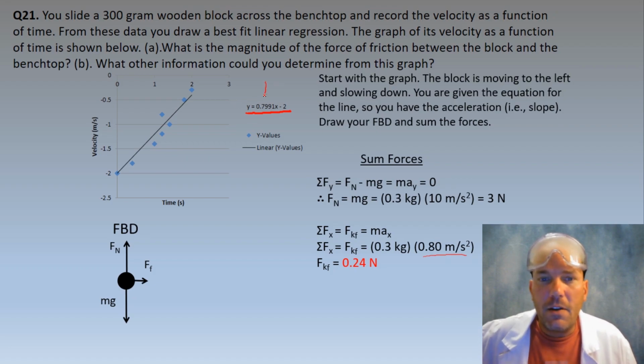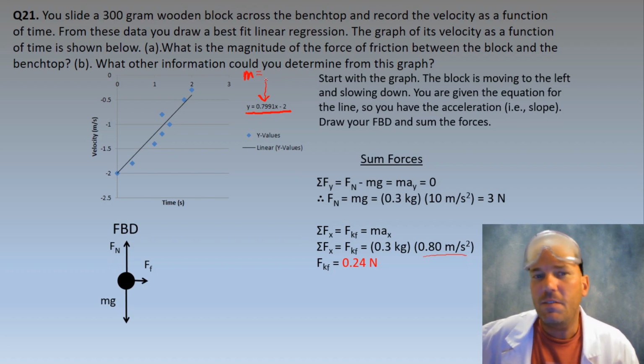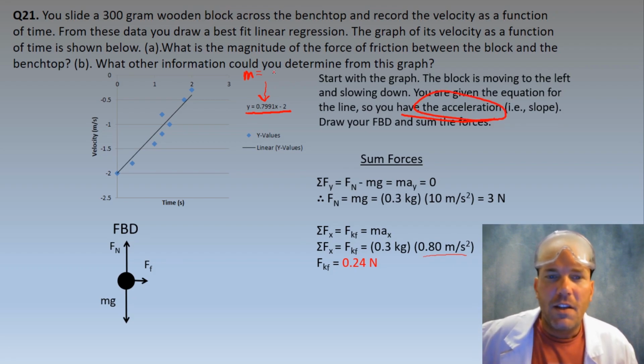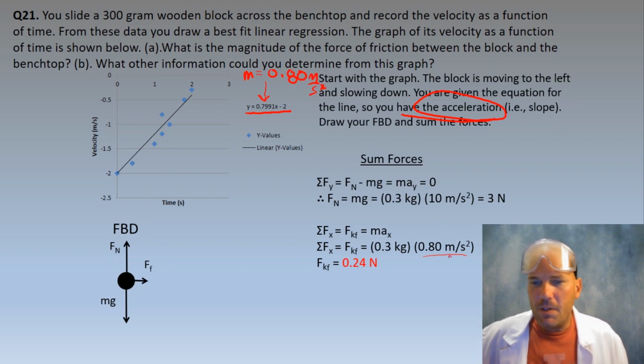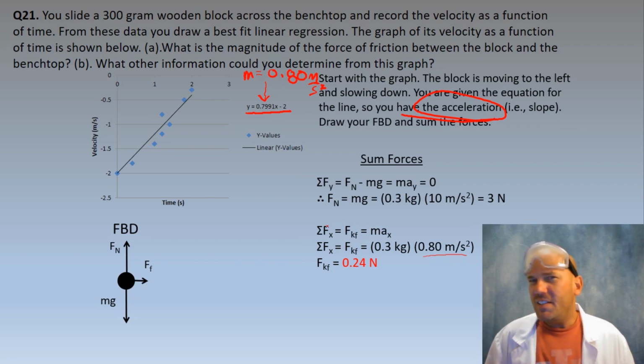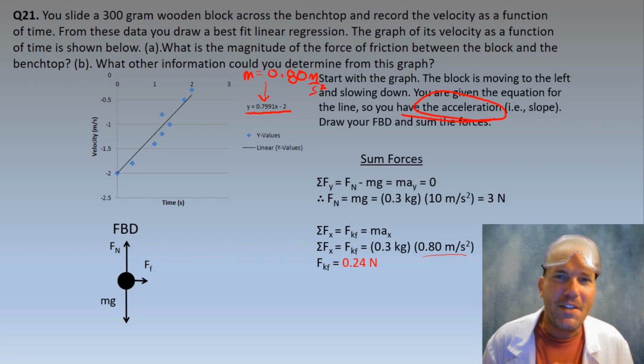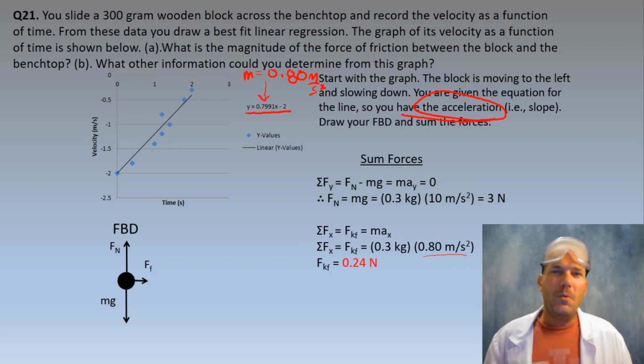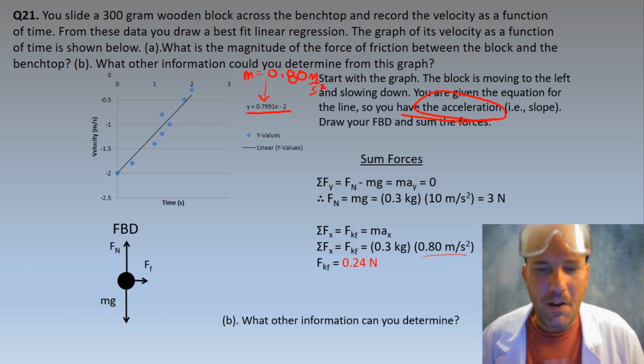It comes from right here. Y equals mx plus b. What is the slope equal to on a velocity as a function of time graph? Well, we just said that, the acceleration. So the acceleration is equal to 0.80 meters per second squared. That's where this comes from, which means we can solve for the force of kinetic friction equal to 0.24 newtons to the right. All right.